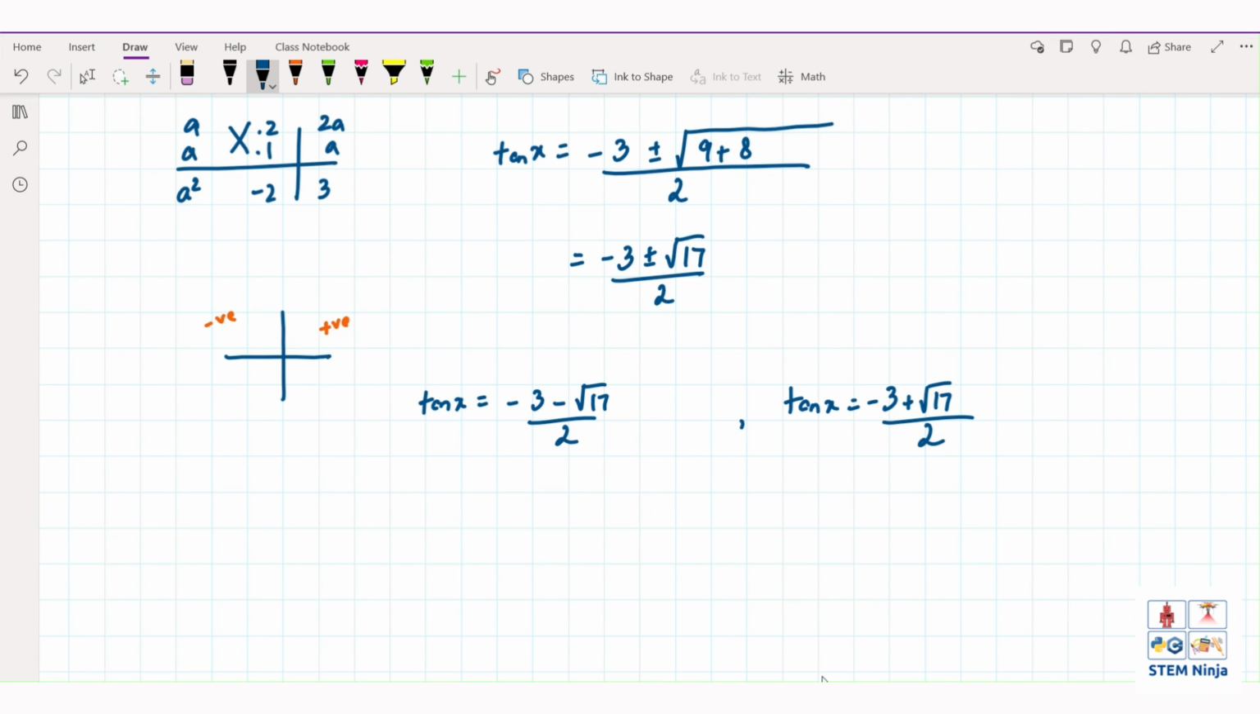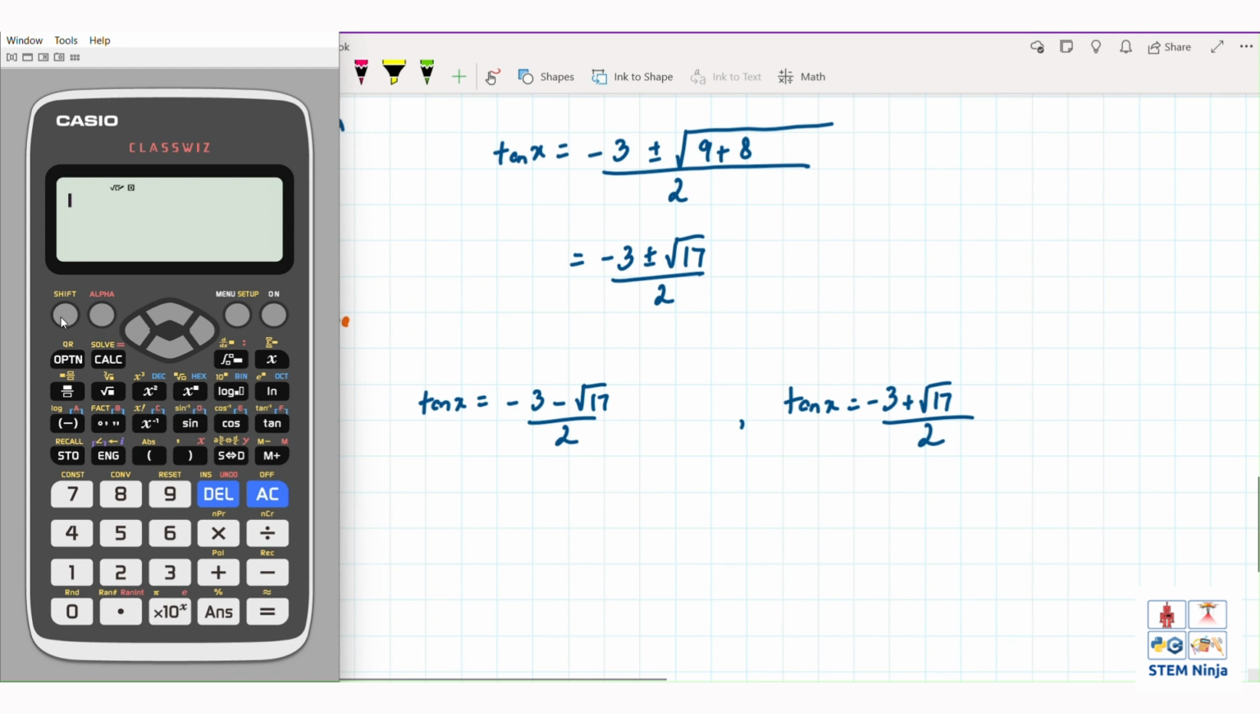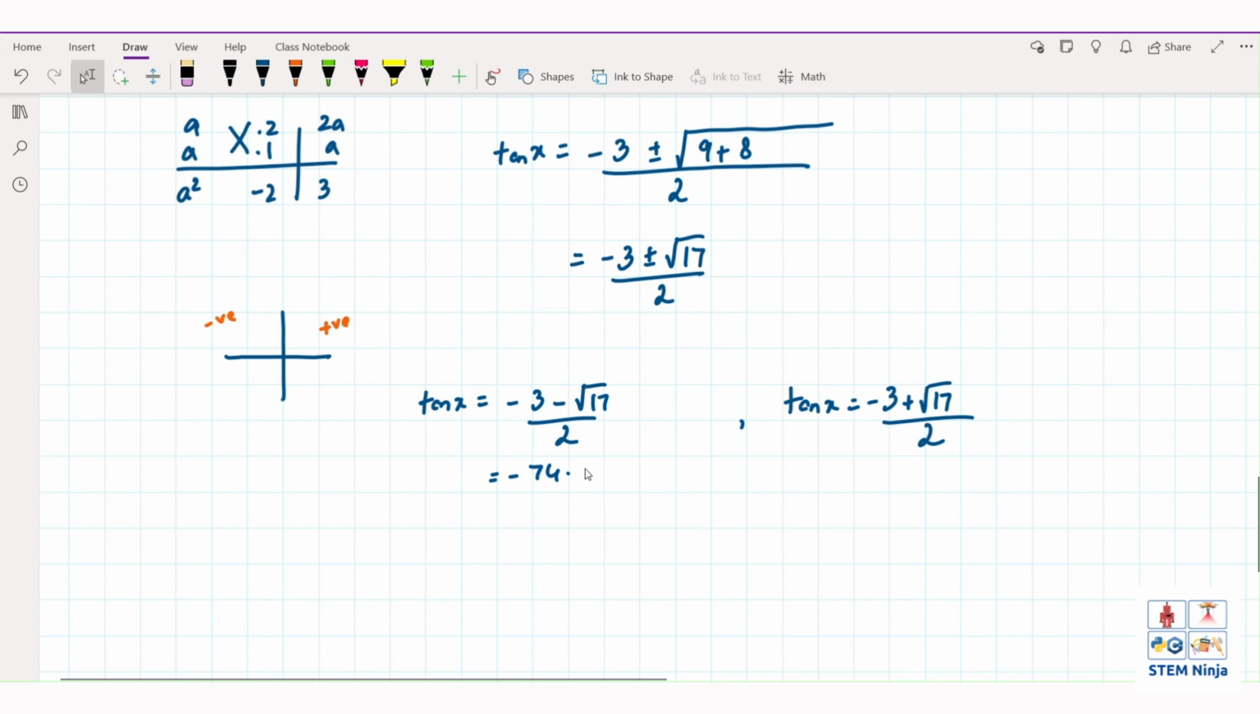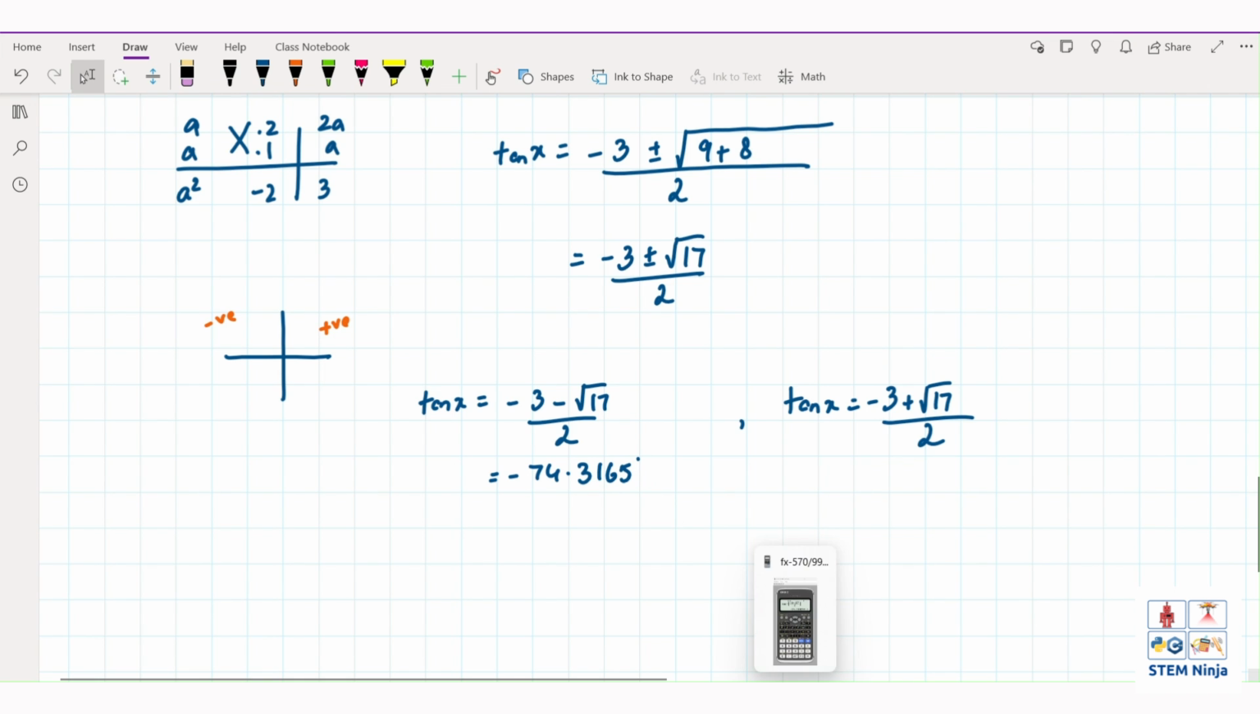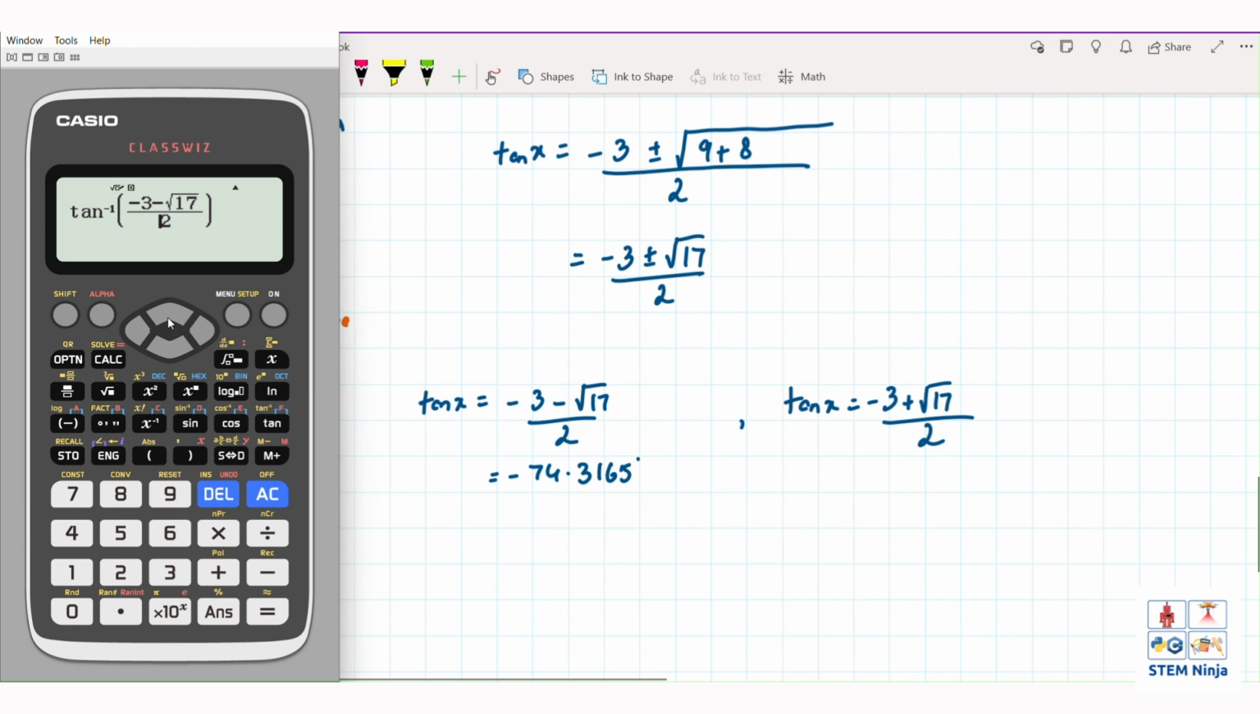Now let's look at it in the calculator. So tan inverse of minus 3 minus root 17 divided by 2, we get minus 74.3165, let's say. And the other one is going to be 29.3165.